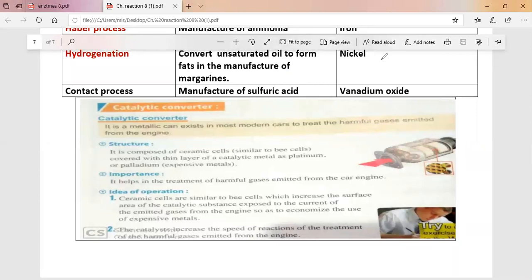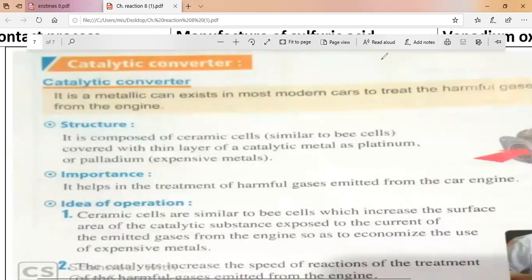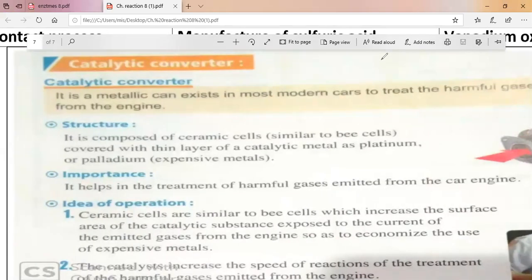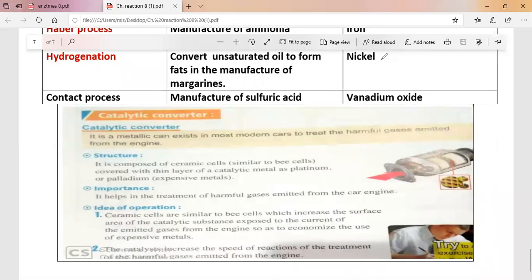There is a special point we are going to bring up now. It's called the catalytic converter. What is the meaning of this catalytic converter? This device exists in most modern cars to treat harmful gases emitted from the engine. This device is put in modern cars to convert the harmful gases produced from the engine to harmless gases. So the catalytic converter acts as a catalyst to convert the harmful gases emitted from the engine to harmless gases.